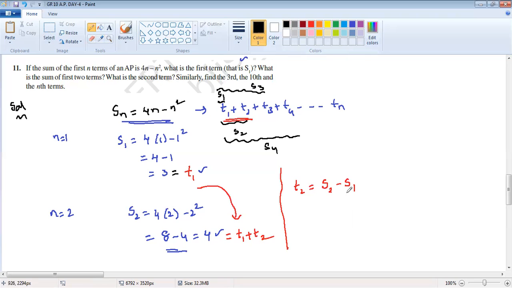So now, S2 stands for 4 and S1 stands for 3, which gives 1. So now what do we have? T1 is 3, T2 is 1. See, this is over, this is over, all three over. Similarly, find the third, 10th and nth terms.